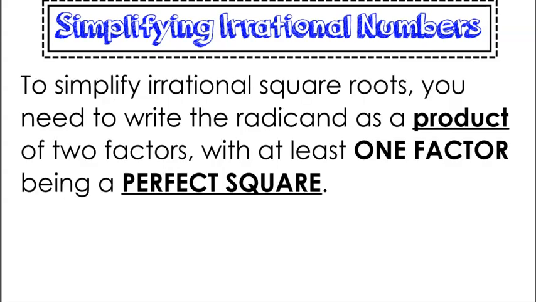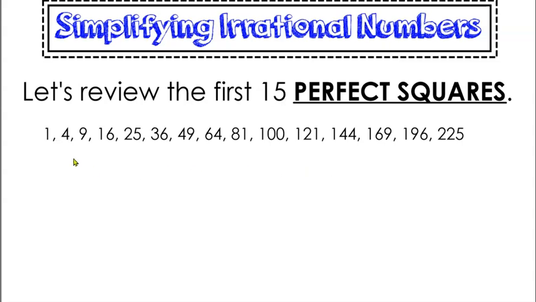Well, in order to simplify a root, or an irrational square root, you need to write the radicand, that's the number underneath the square root sign, as a product of two factors, and one of those factors must be a perfect square. So let's review. These are the first 15 perfect squares.